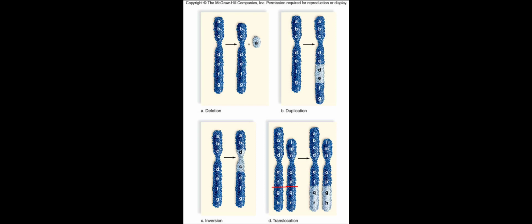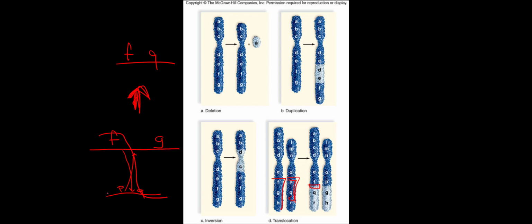Okay, so if we cut the genes here and then paste them, you can see instead of A, B, C, D, E, F, G, H, you get A, B, C, D, E, F, Q, R. So F and Q are now next to each other when they're not supposed to be. And actually if you zoom in here, if this is the DNA, let's say this is F and G. This is what it's supposed to look like, F and G, that's the wild type. And then somewhere else there's P and Q. You can imagine if this happens, where these exchange parts, such that you get FQ and PG.